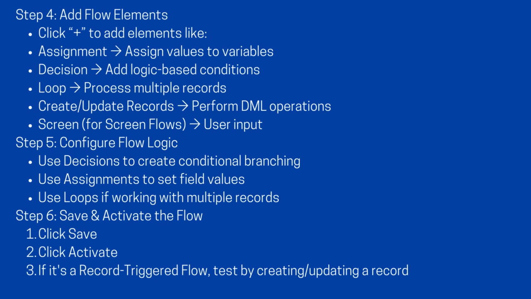Step 5. Configure flow logic. Use decisions to create conditional branching. Use assignments to set field values. Use loops if working with multiple records. Step 6. Save and activate the flow. Click Save. Click Activate. If it's a record-triggered flow, test by creating, updating a record.